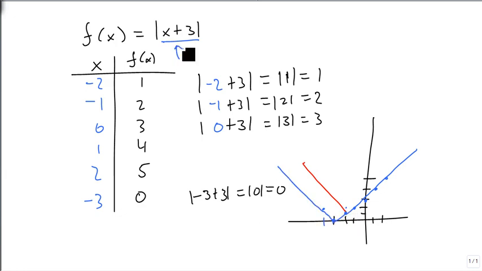So the key points to choose are centered around what makes the inside a 0. And so that's where you want to point plot around.